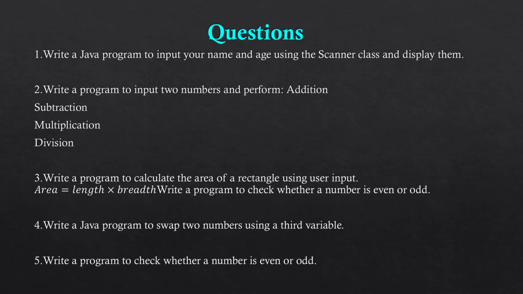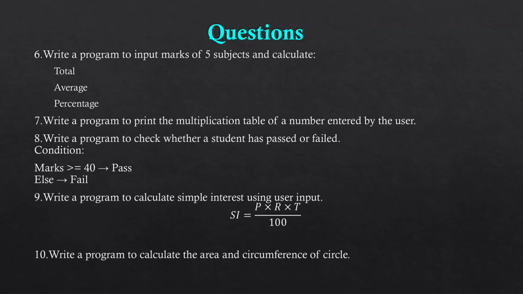These were the 5 questions which we had already solved in the previous video. We will now go to the next part which has 5 questions. So here we have the sixth question, which is: write a Java program to input marks of 5 subjects and calculate its total, average, and percentage.